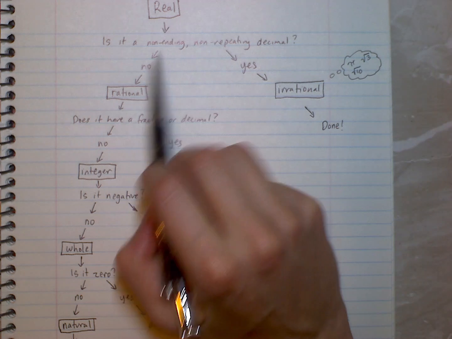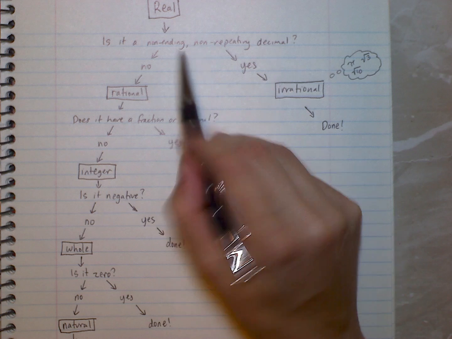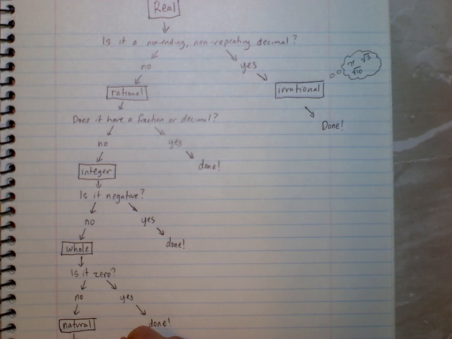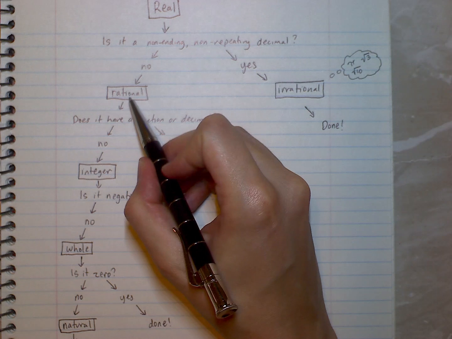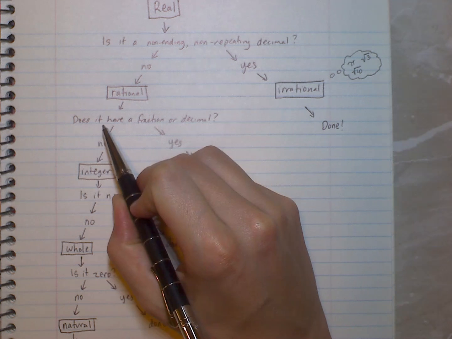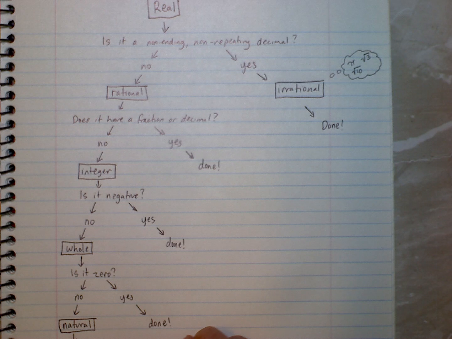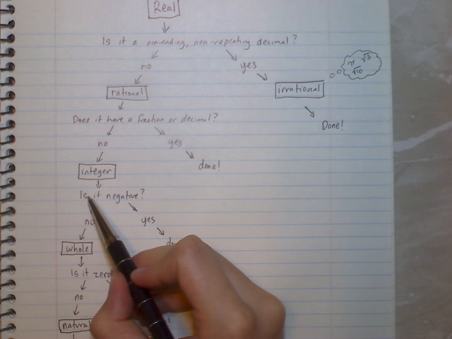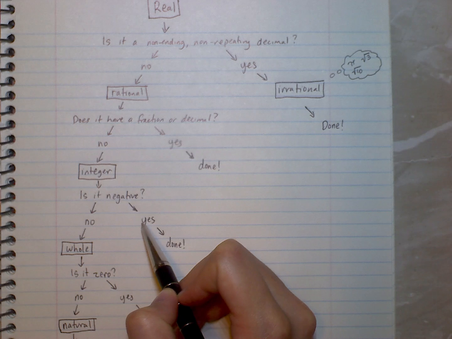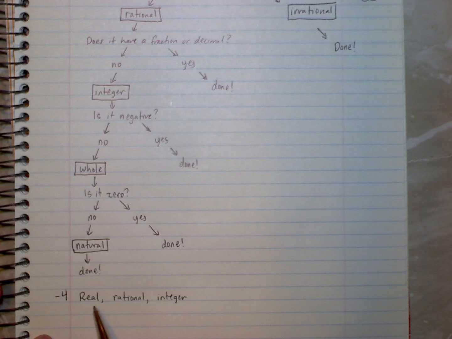Now, I need to decide whether it's rational or irrational. So I ask, is it a non-ending, non-repeating decimal? Well, no, it's not. So it's also rational. I'm going to write the word rational. Next question, does it have a fraction or decimal? The number -4 doesn't, so I say no. So that means it's also an integer. So then I ask, is it negative? Well, yes, it is. And so I'm done. So for the number -4, it's real, it's rational, and it's an integer.